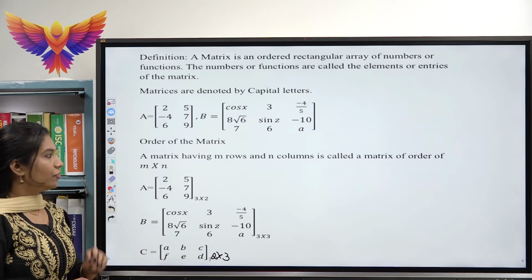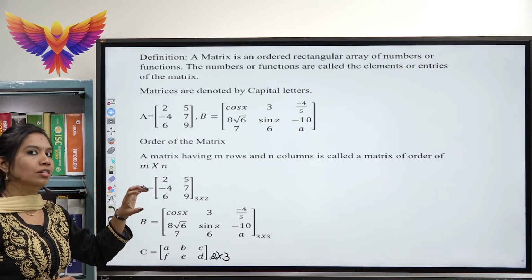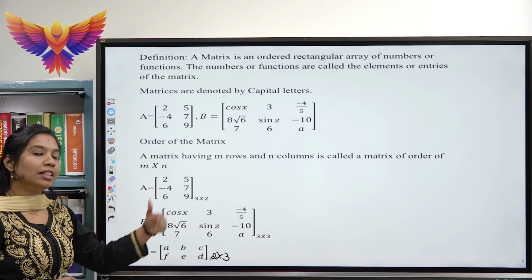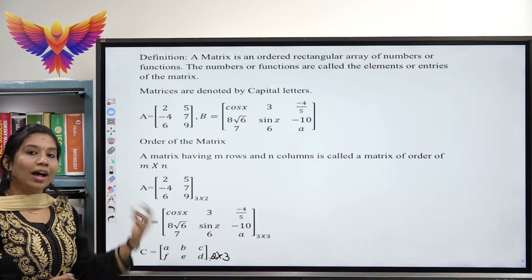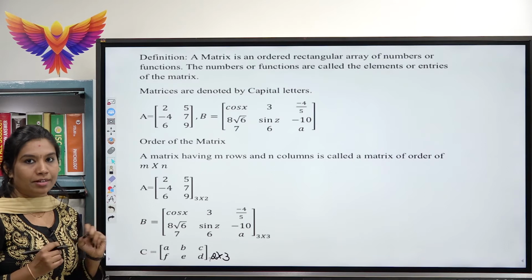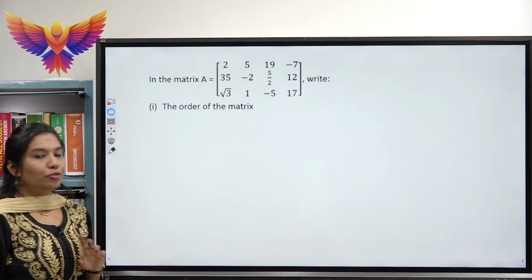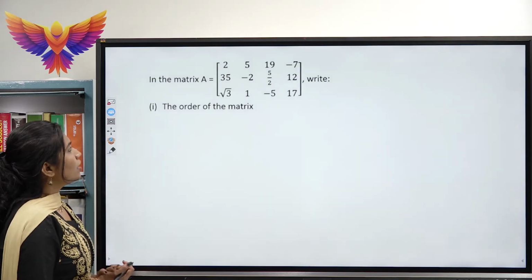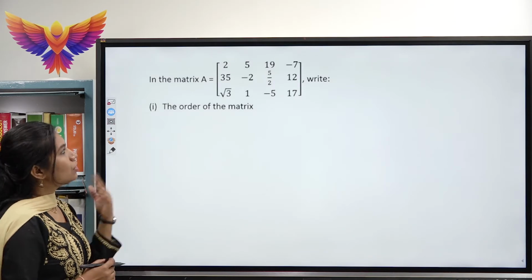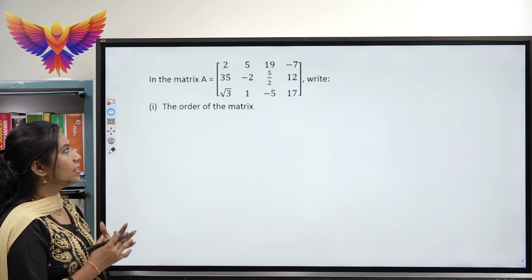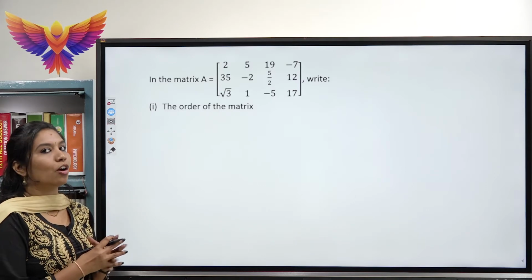Moving to the next part, we have a few questions based on working on the order of a matrix. Then we'll move on to the next concept, which is the operation of a matrix, how to add and multiply 2 different matrices. Yeah, the first problem of your exercise. So we are supposed to find out, the matrix has been given here, we are supposed to find the order of a matrix.